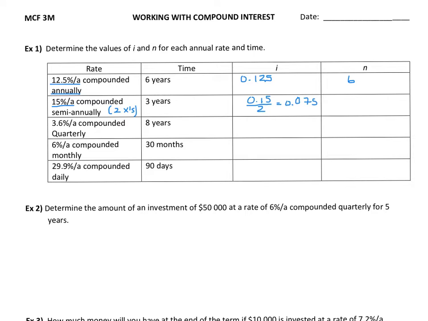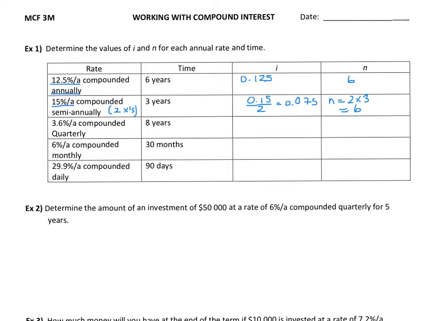Now again, the N value is your total number of times it's going to compound over the course of the term. So if it's compounding 2 times each year for 3 years, our N is 2 times 3. So twice per year for 3 years. Our N would equal 6 when we go to do our calculations here.